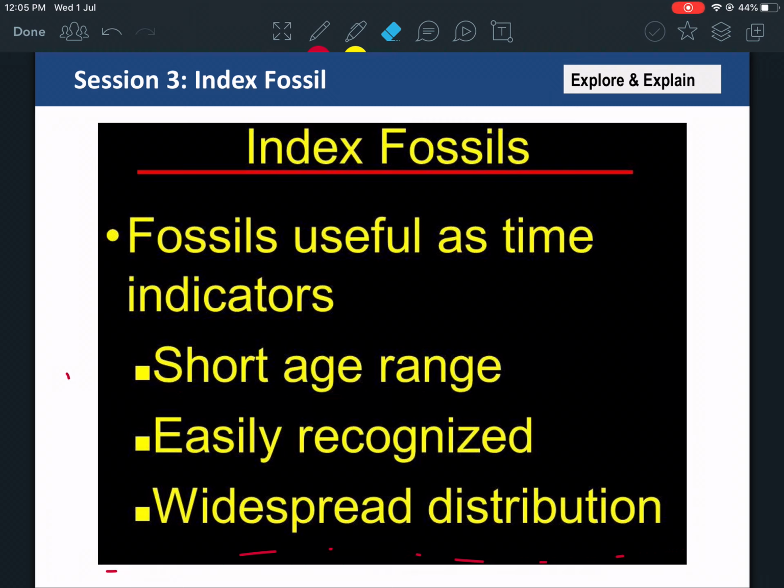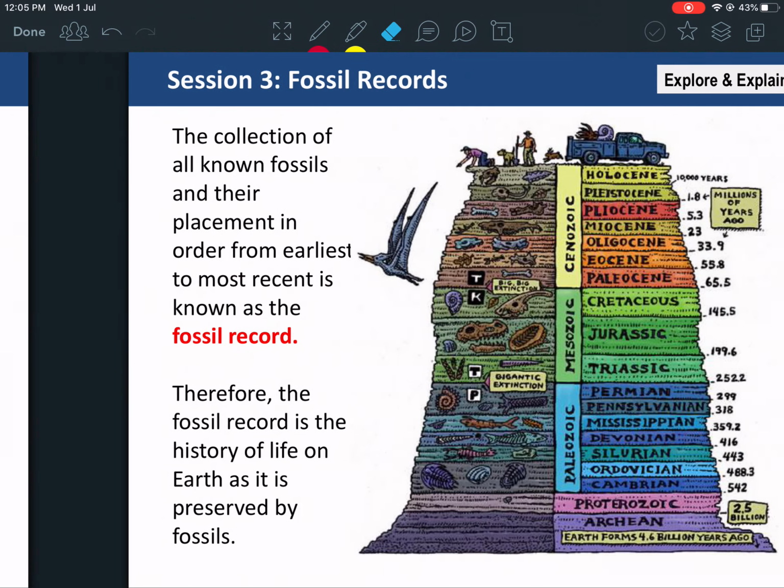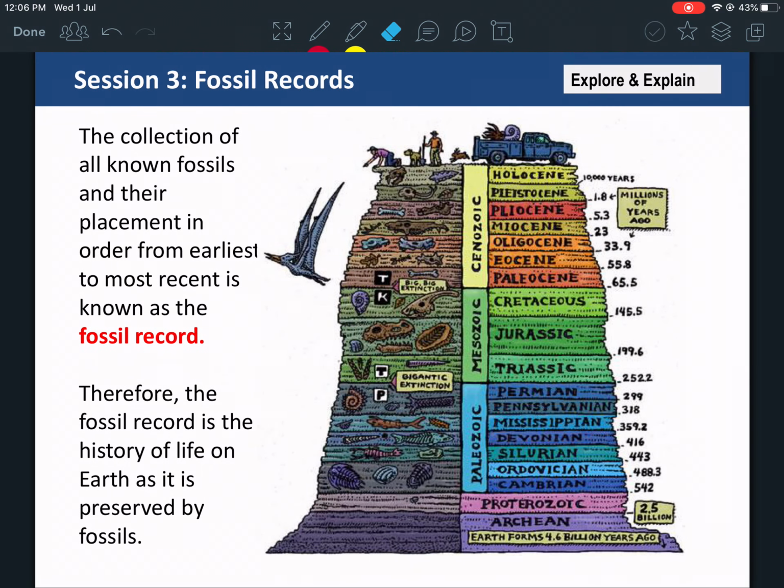So that's it for this lesson. If you still feel confused about the index fossil, I'm going to explain it to you in more details later. I'll give you another video just about it, and I'll give you some exercises to do, and don't worry, you will get it eventually. Okay, that's it for this lesson.